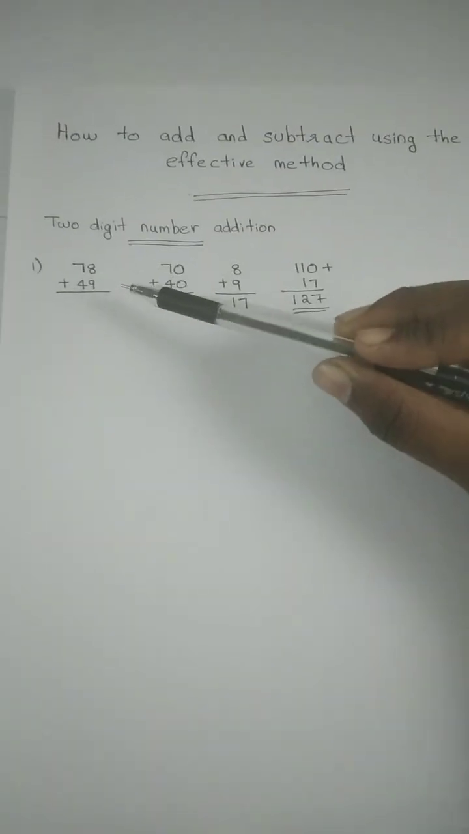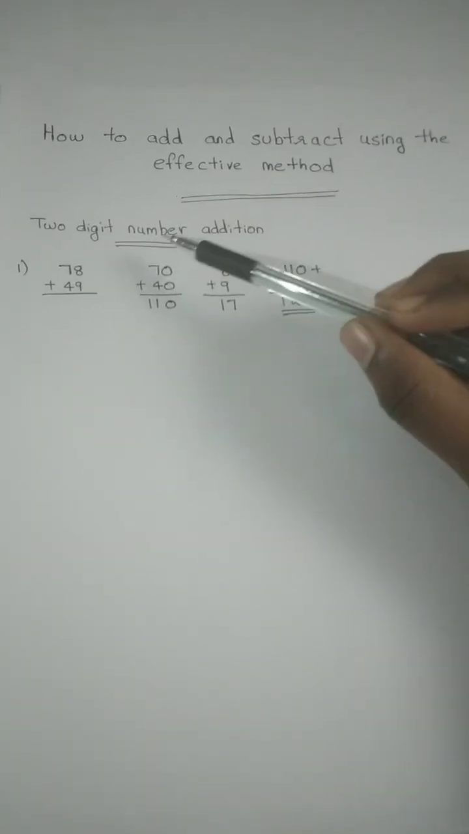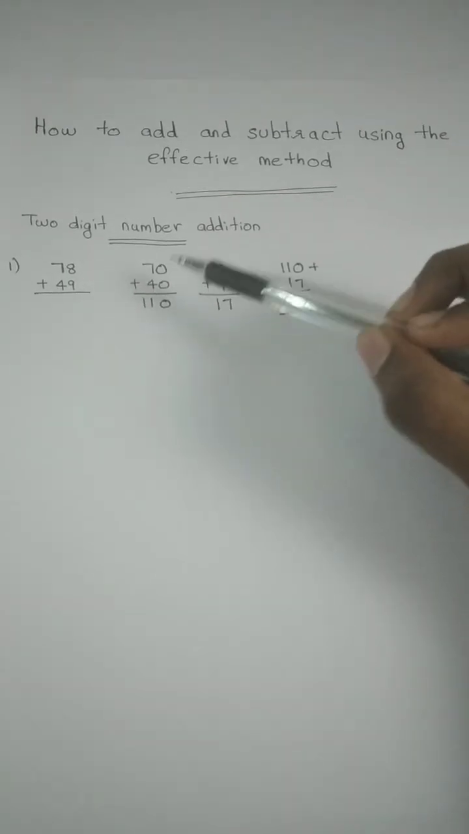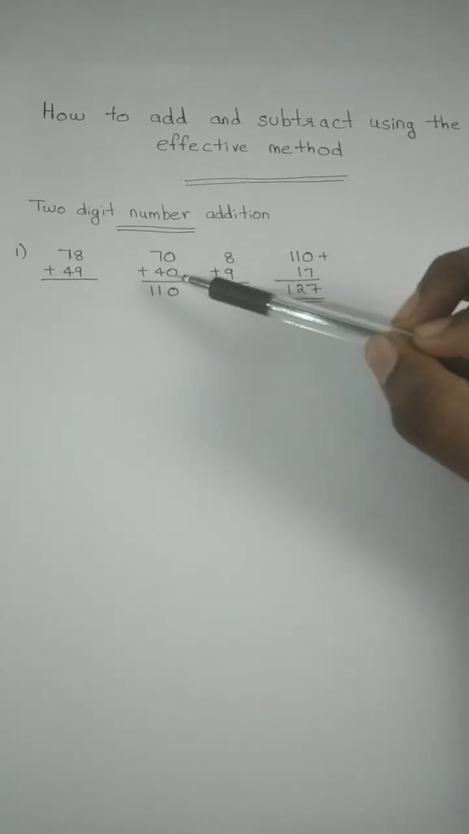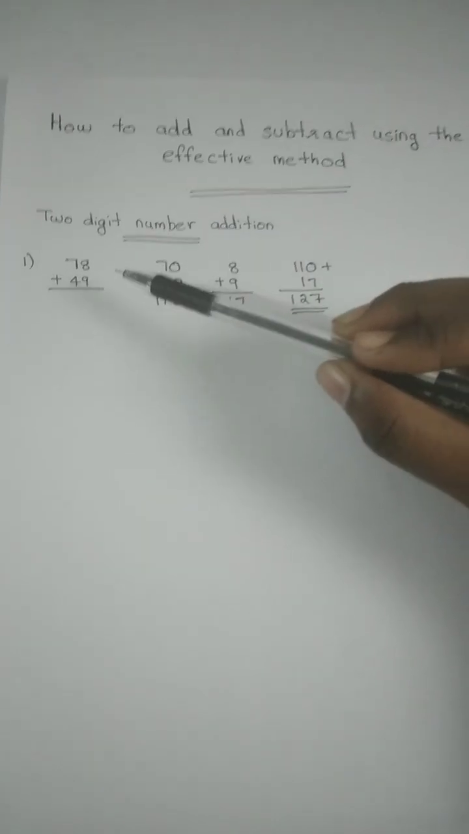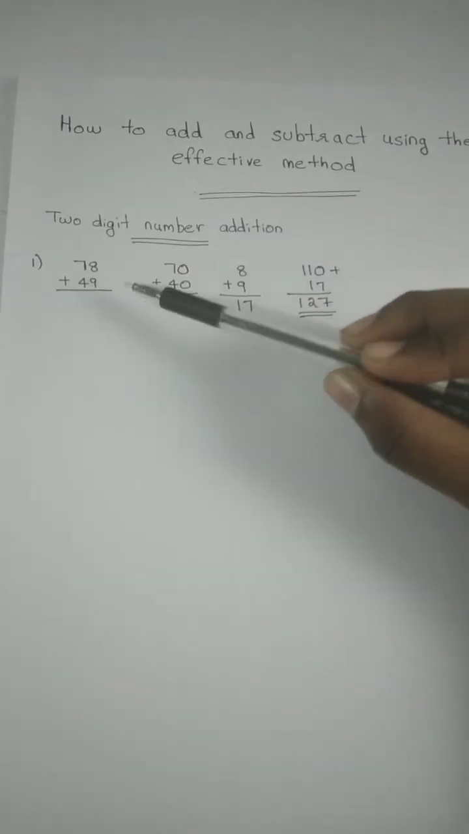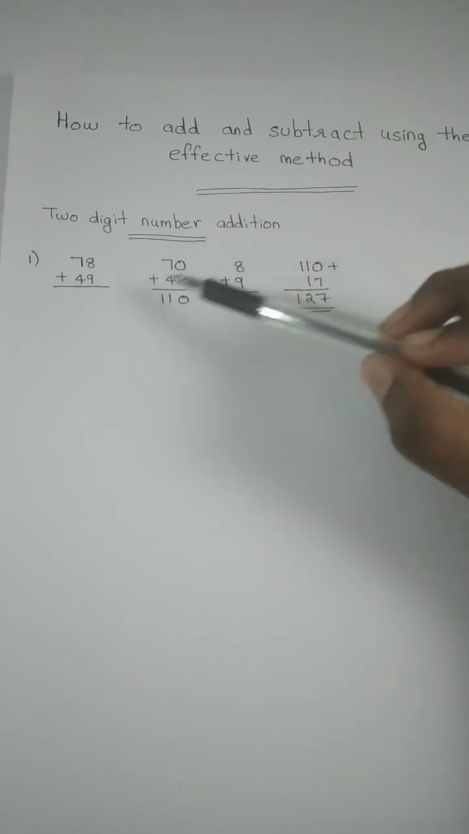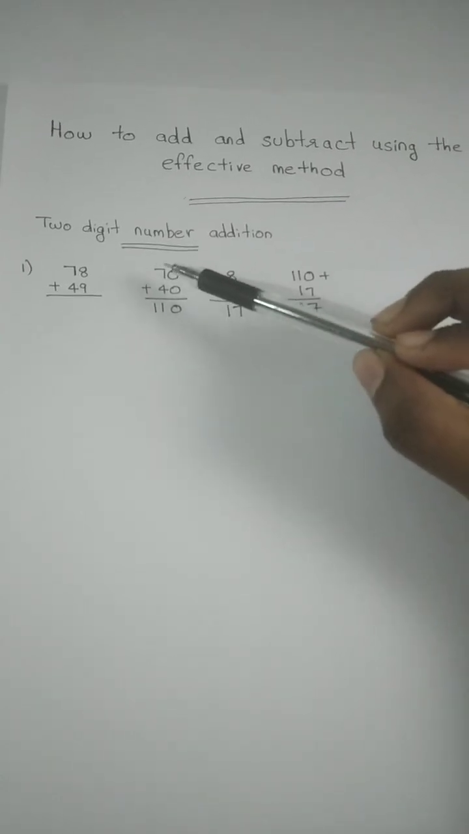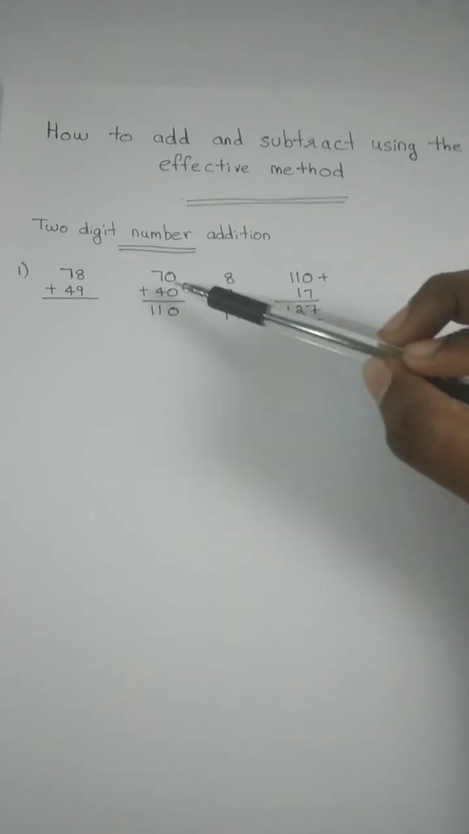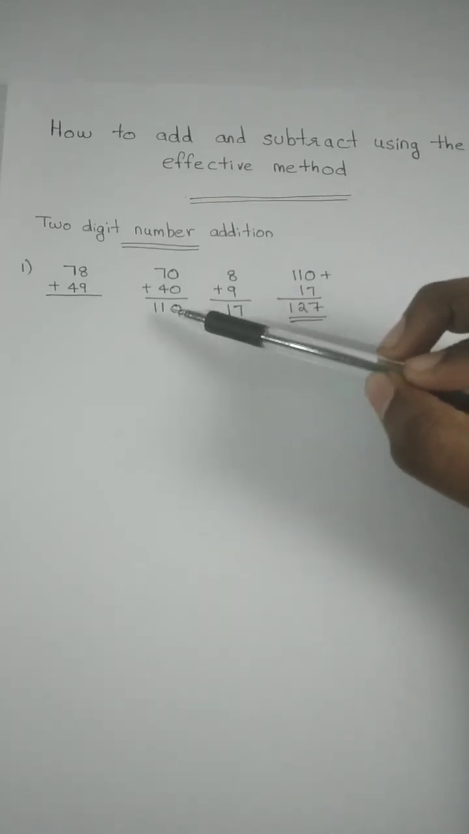So 78 plus 49. 78 can be written as 70 plus 8. 49 can be written as 40 plus 9. So do not take 78 and 49 and add them directly. Instead, take 70 from 78 and 40 from 49. So 70 plus 40 we would get 110.